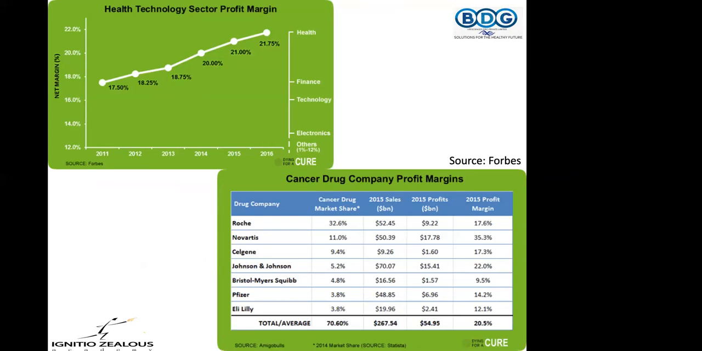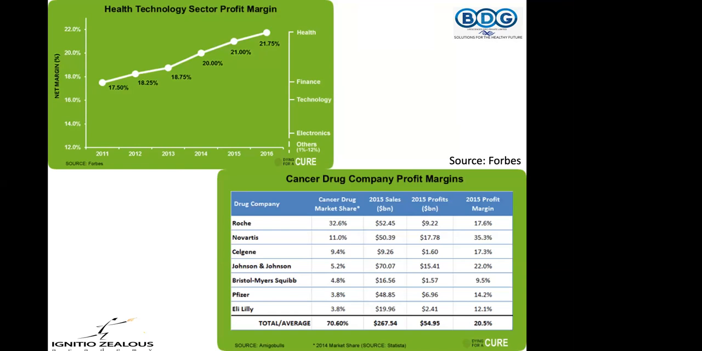Okay, now you can see at the top left corner the graph of health technology sector profit margin. I have stats till 2016, and you can see the cumulative annual growth rate. They have compared it with finance, technology, electronics and other markets, and you can see that the healthcare sector is pretty much booming. It has a lot of scope because there are so many industries earning decent revenue. And I don't need to explain again that when there are revenues, there are opportunities.